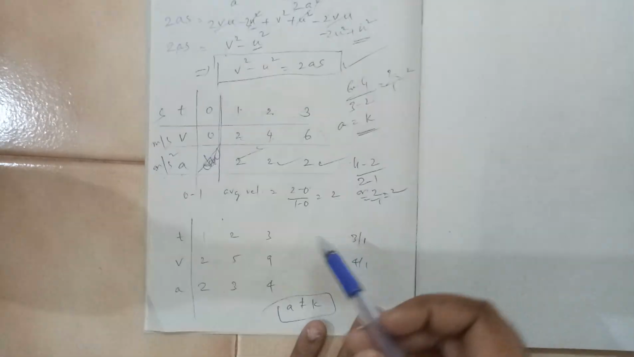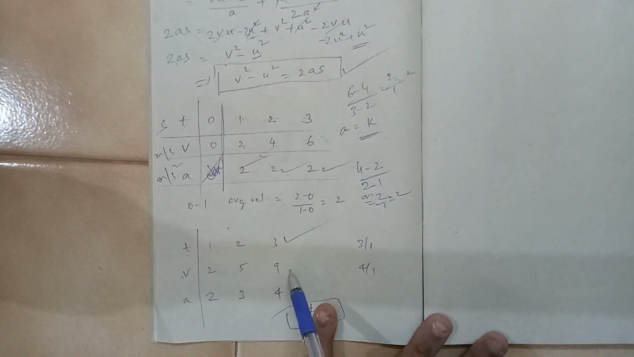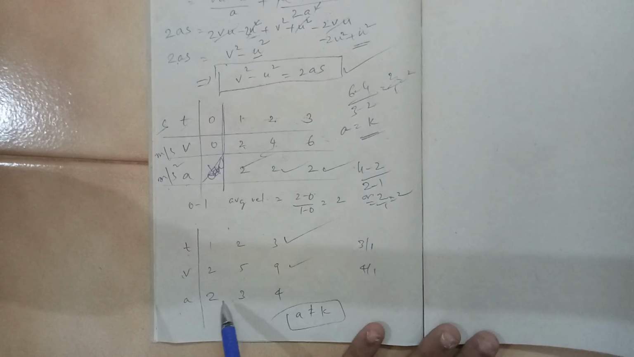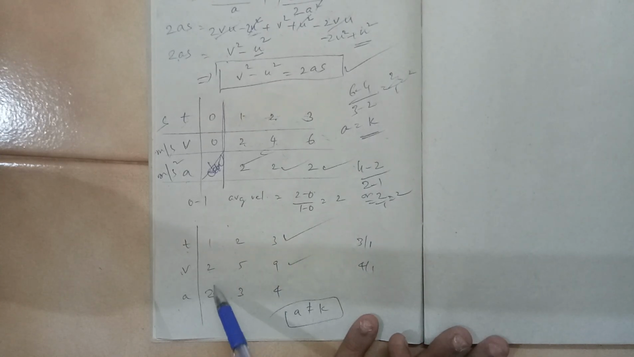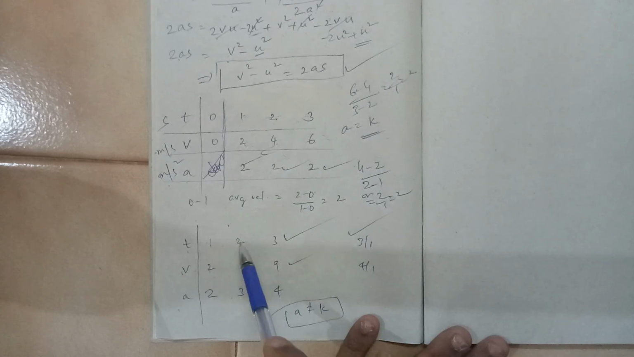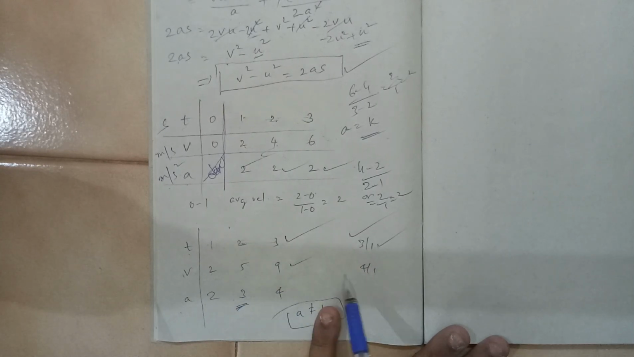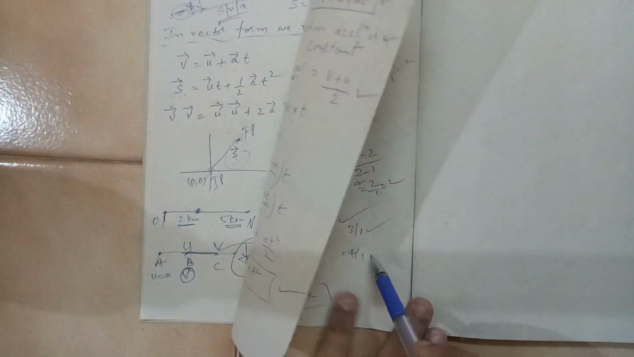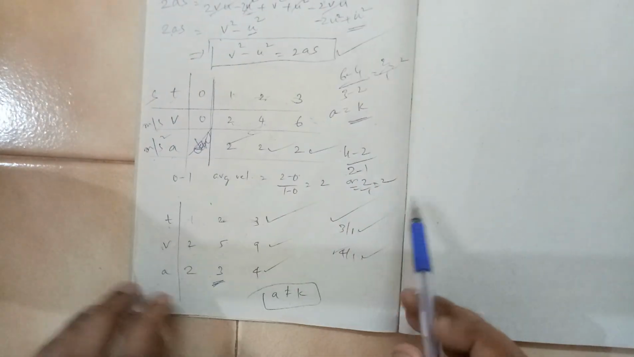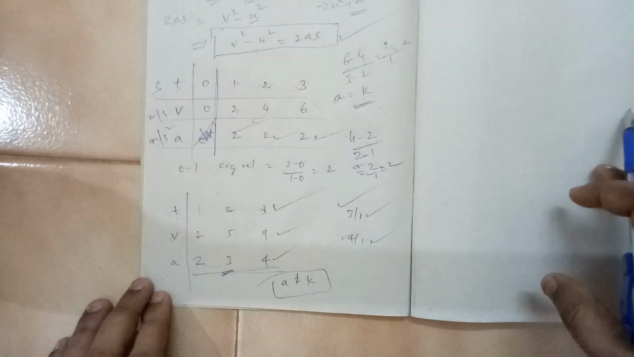Now take another situation. You have time 1, 2, 3, and your velocities are 2, 5, 9. You see, what is the acceleration here? In the initial case it was (2 minus 0) by (1 minus 0). But for this segment, it is 5 minus 2, which is 3, and 2 minus 1, which is 1. So it is 3 meter per second square. For the segment 2 to 3 seconds, it is 9 minus 5, 4, by 3 minus 2, which is 1. So it has become 4 meter per second square. You can see here that acceleration is not constant, it is varying. So this is the case of varying acceleration.